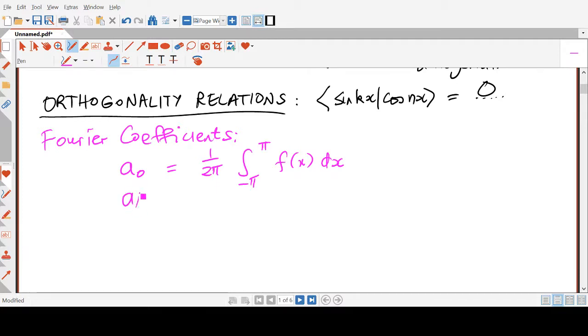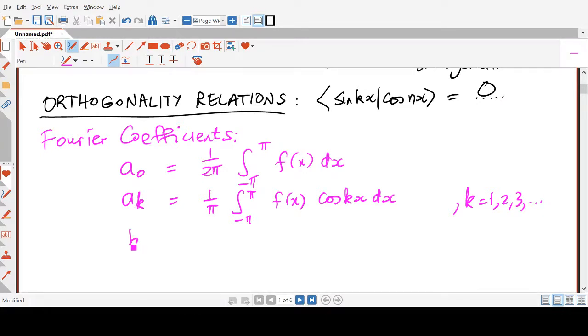All the other a_k are obtained by the formula 1 over pi times the integral from minus pi to plus pi of f of x cos kx dx. These are valid for k equals 1, 2, 3 onwards. And likewise, b_k has the same shape: 1 over pi times the integral from minus pi to plus pi of f of x, this time sin kx dx. So these formulas will help you to find those mystery coefficients. What can we say about b_0?